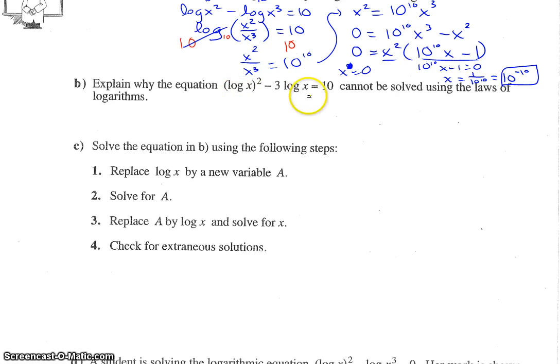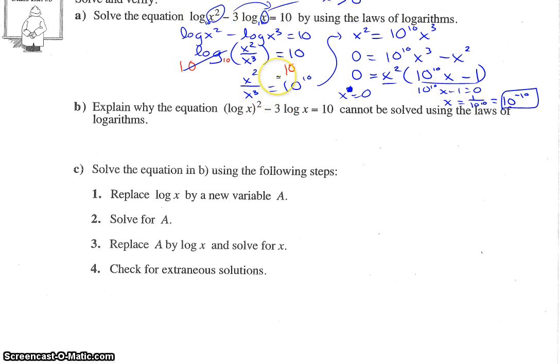Okay, so this equation in B, if you look at it, we've got log x all in brackets squared. How is that different than what we had up here, where it was log of x squared? Well, what we had up here is the log of x squared. Here is the log of x, and then squared, which means it's actually log x times log x, whereas the other one was log of x times x inside the log. Okay, so that means that we can't actually solve it with logarithm laws.